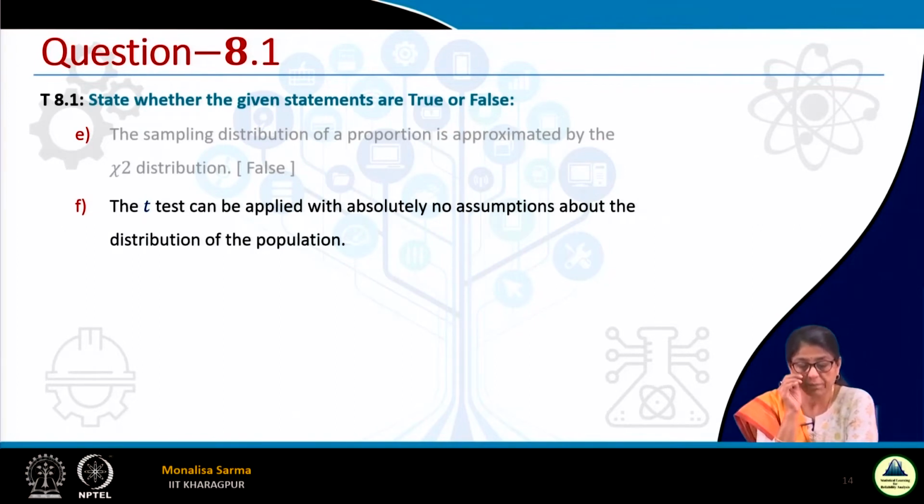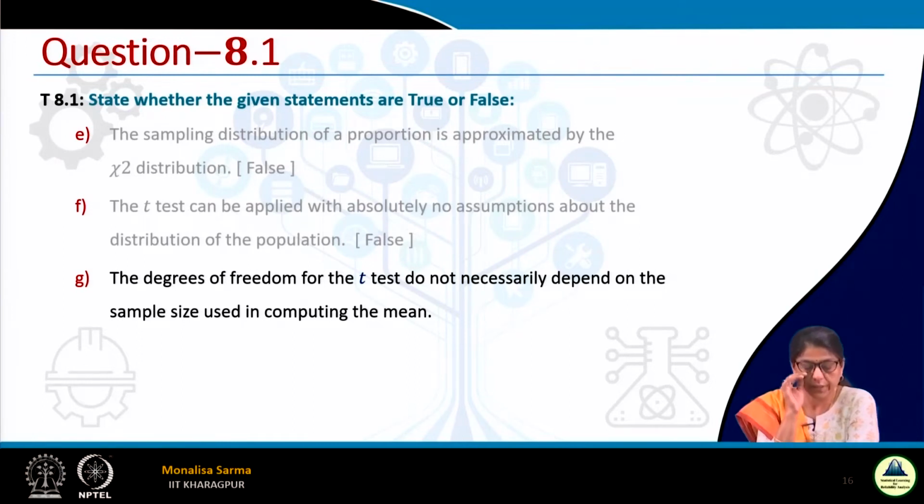The t-test can be applied with absolutely no assumption about the distribution of the population. Completely false. T-test is very much sensitive to the normality assumption of the population. The degree of freedom for a t-test do not necessarily depend on the sample size used in computing the mean.